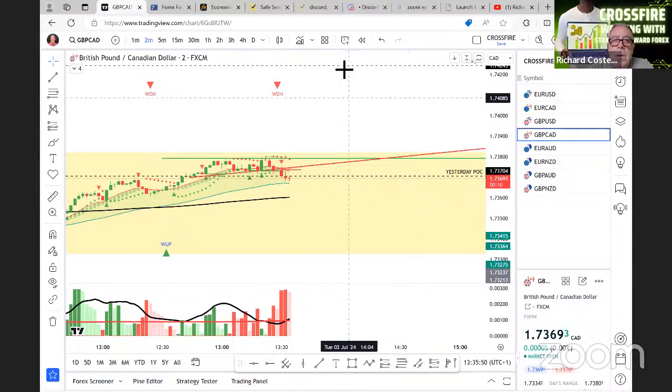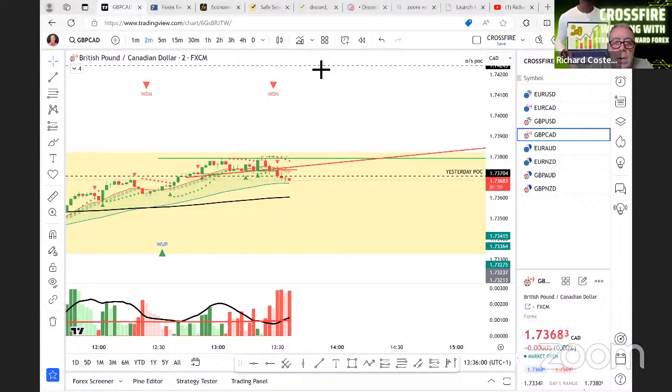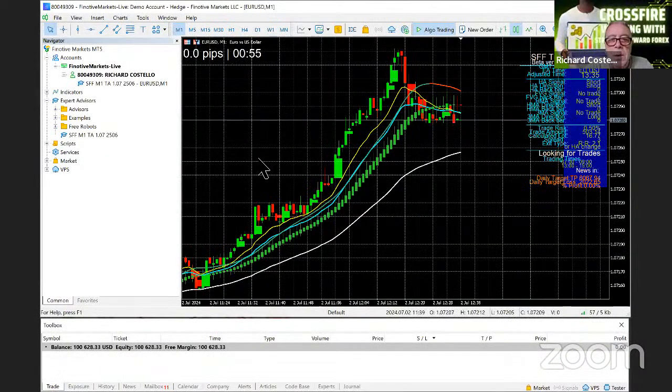Just going to change what we've got on screen. I'm going to have a look at... I'm testing the new trade assistant, so that's nice. You should be able to see that screen.